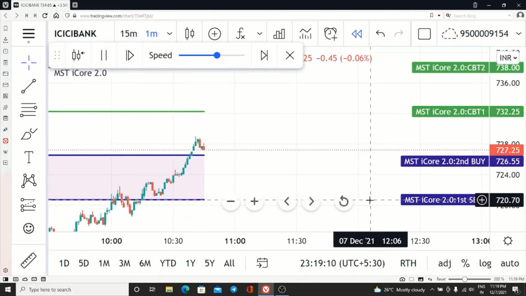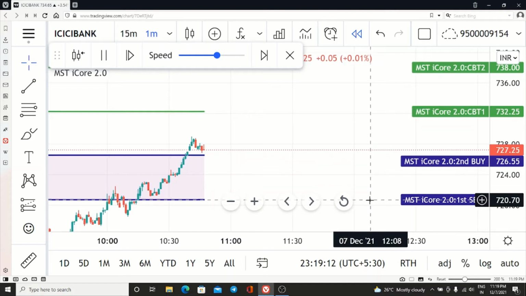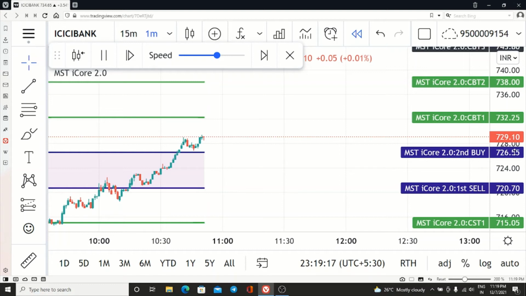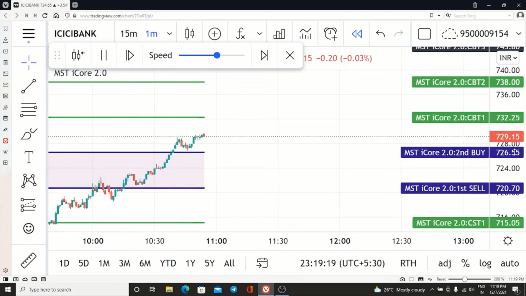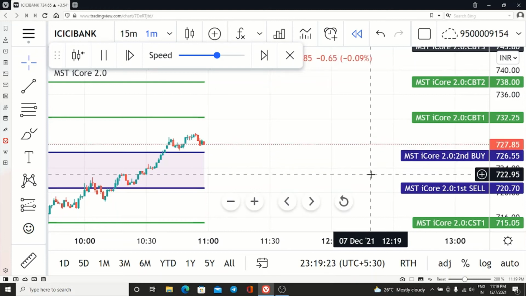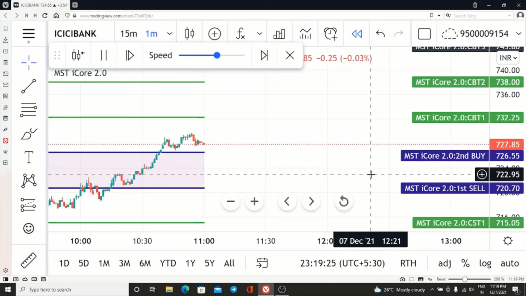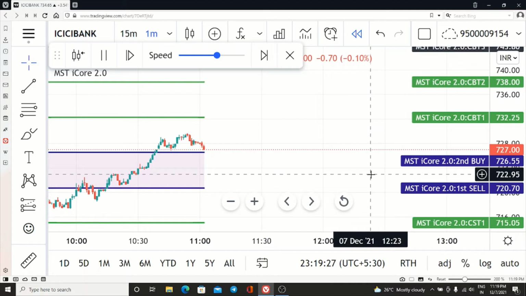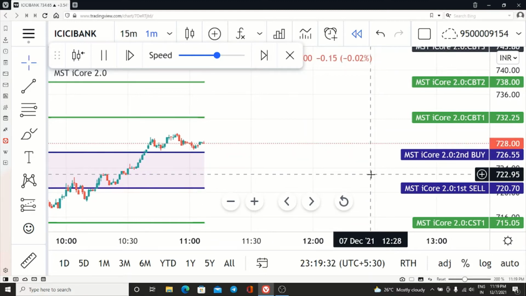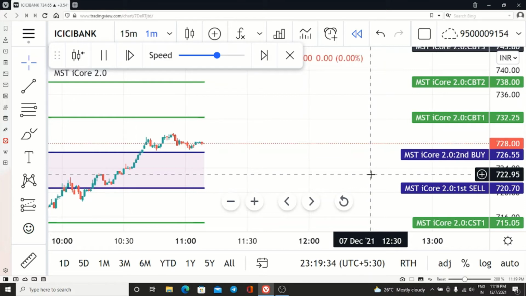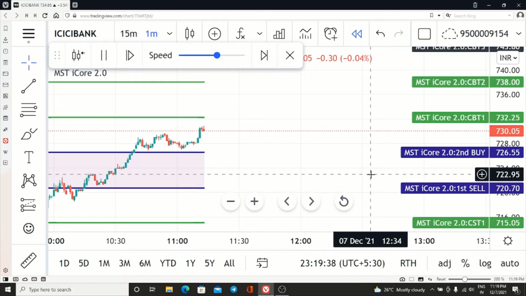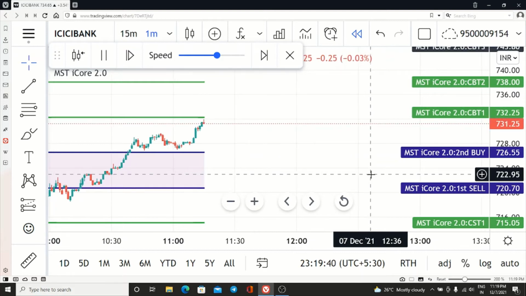Again it is coming down, coming down, coming down. So let us see whether both side SL hit or it has given the target. Coming down, coming down. So if it is coming down again hitting the stop loss, don't worry. Accept the loss one day and next day you can recover. Market will not go anywhere. Yes, yes, it is going as per our prediction.